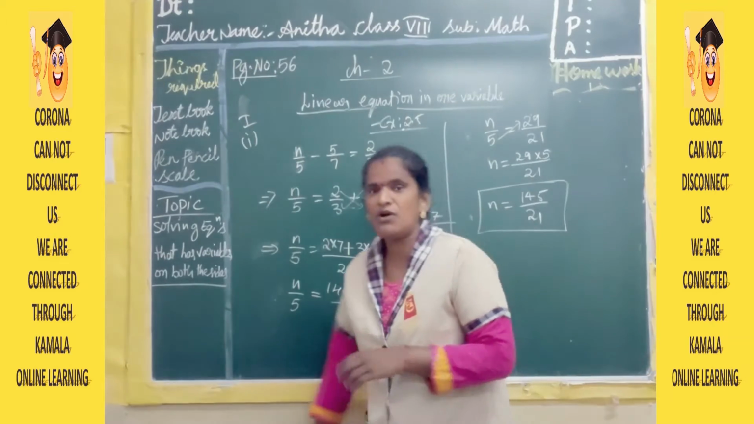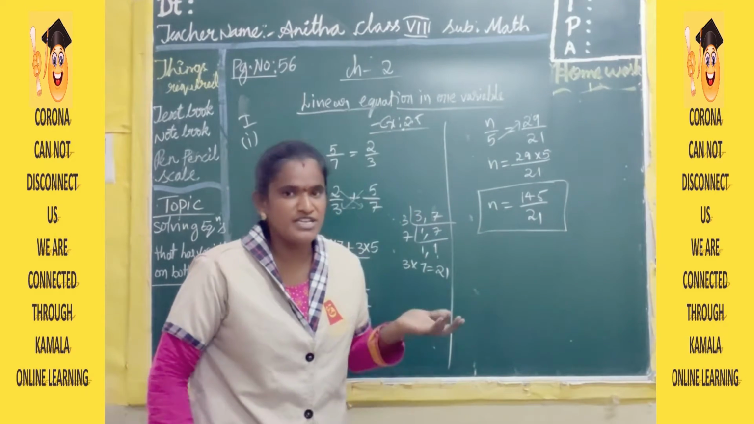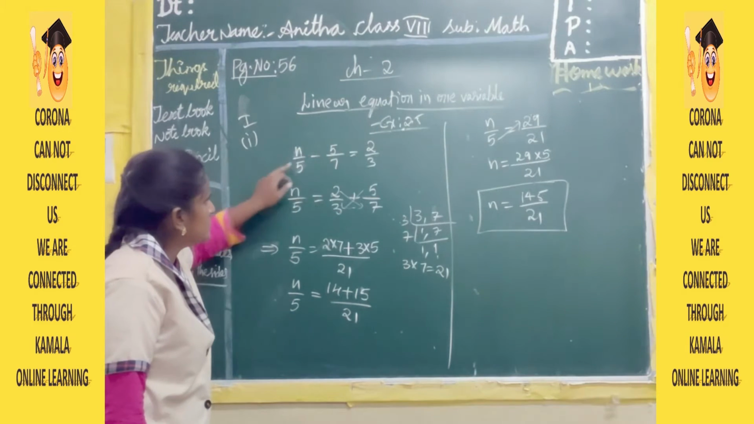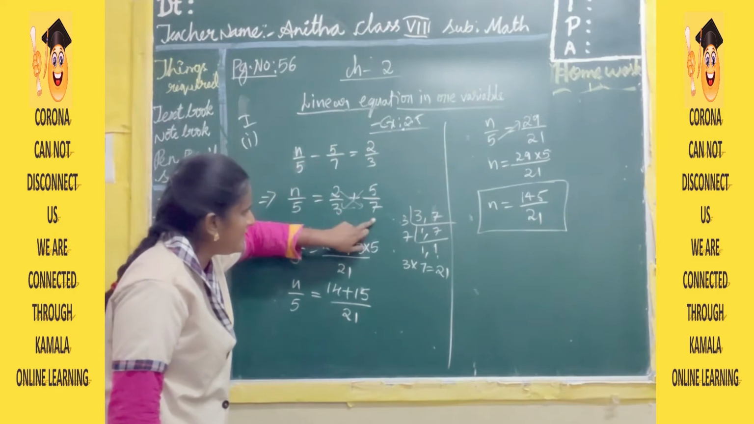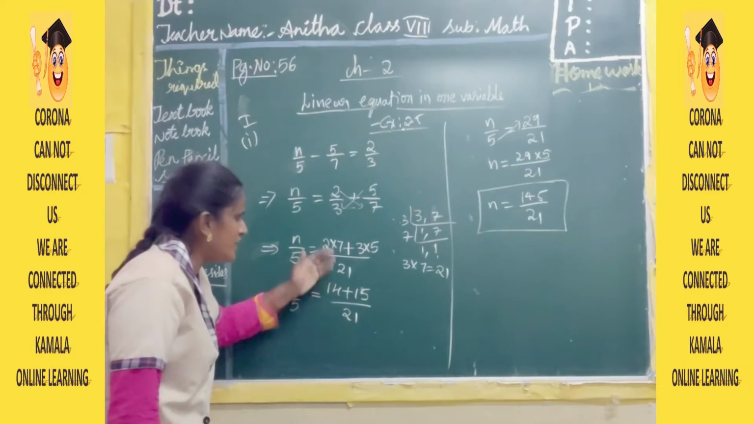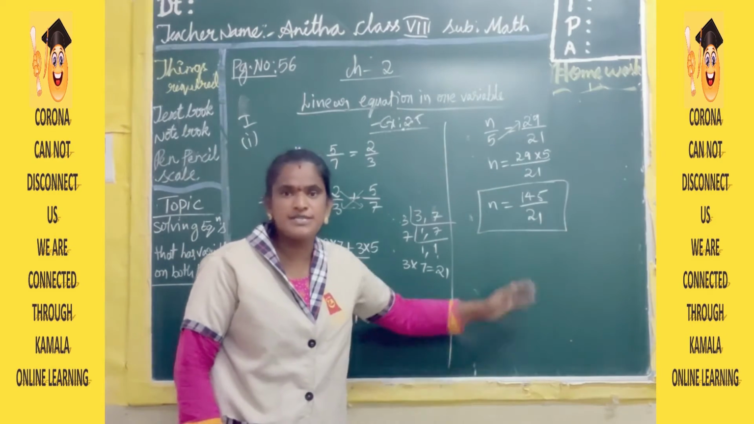Got it, children? Simple. All variables on one side, other constant terms on the other side, we are going to take. Okay. So I am taking this to this side. We will get a plus value. Take the LCM of these two values. You will get like this. Okay. This is the end value.